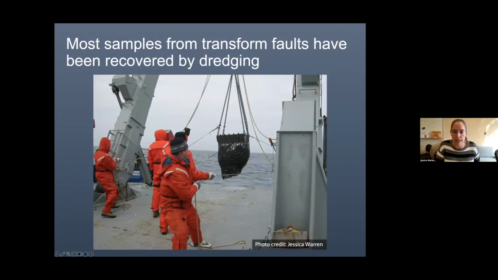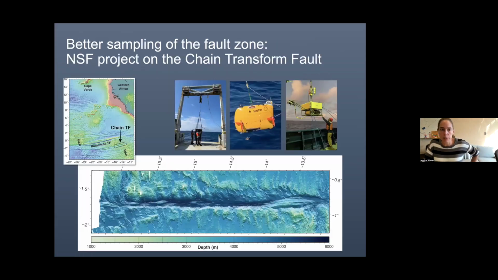This is just to say that most samples we're looking at from the seafloor are recovered by dredging. And this basket needs to let the water pass through it as you're bringing the rocks up. But of course, you don't know what weaker materials, softer gouge materials or matrix materials, might be washed out of the dredge basket as it comes up. So all of this led us to put together this project to do a better job at sampling the fault zone.